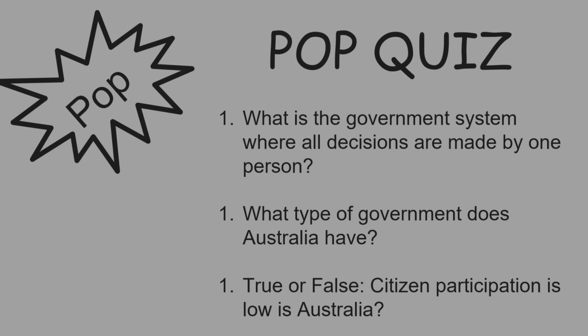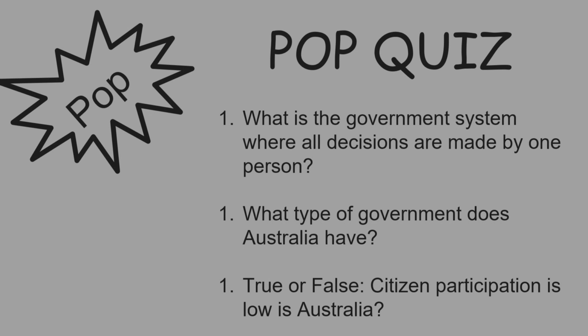So, number 2, what type of government does Australia have? 5, 4, 3, 2, 1. If you said a parliamentary democracy, you are correct. They have the prime minister, they have the parliament.